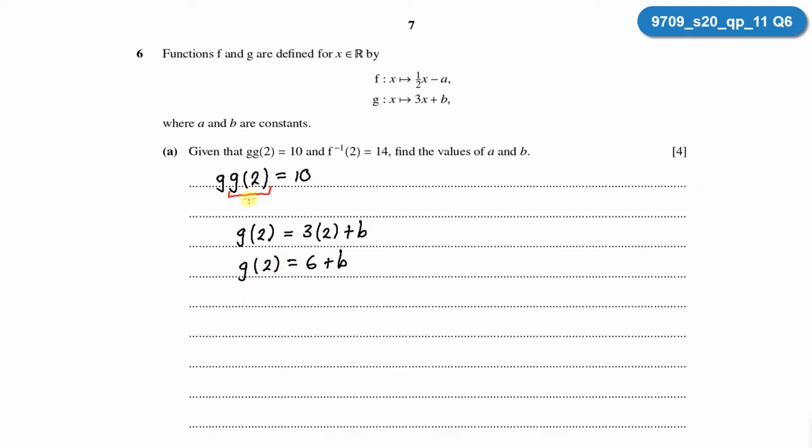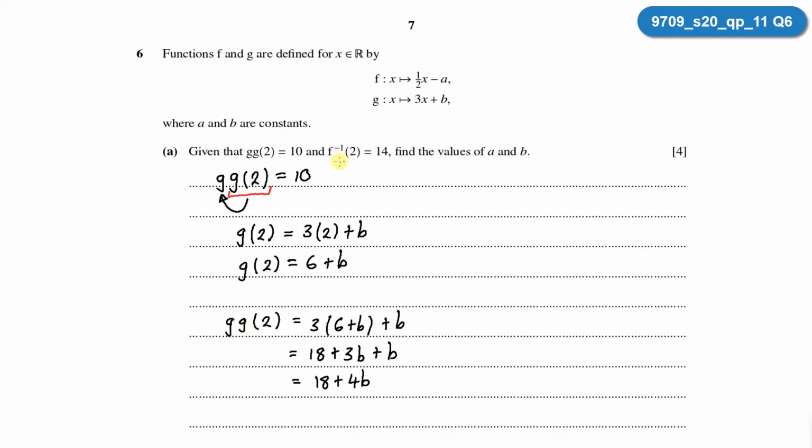And since g of 2 is an input into the function g, and we got g of 2 coming out as 6 plus b, it will now be g of g of 2 is equal to, and we input 6 plus b into this, so it becomes 3 of 6 plus b plus b, like it is 3x plus b here. Simplifying, I get 18 plus 3b plus b, and that gives us 18 plus 4b. So this is the expression for g of g of 2.